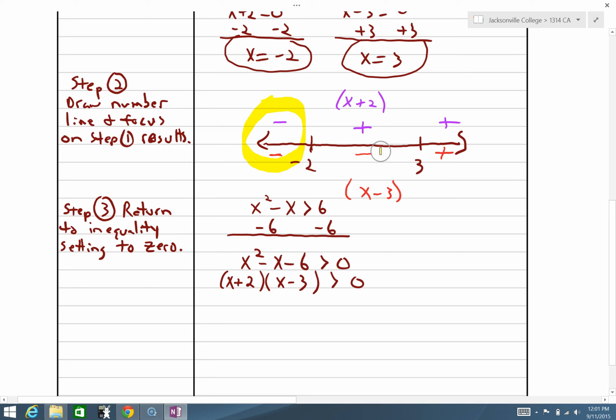In here we have a negative times a positive. Well, that yields a negative, so this doesn't work. But up top we have a positive and a positive, so this area is good for us as well. Alright, thus our solution set, we must be greater than 0. We can't be equal to 0, so at these points it's going to be equal to 0. They're no good to us. Our solution set graphically looks like this.